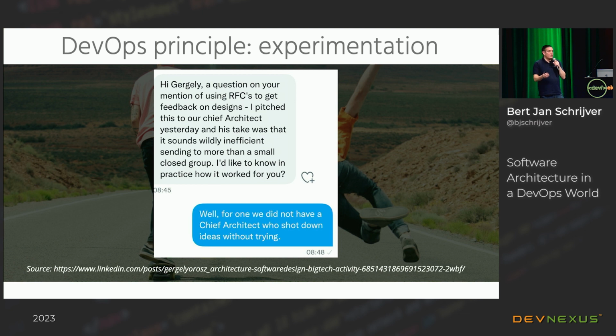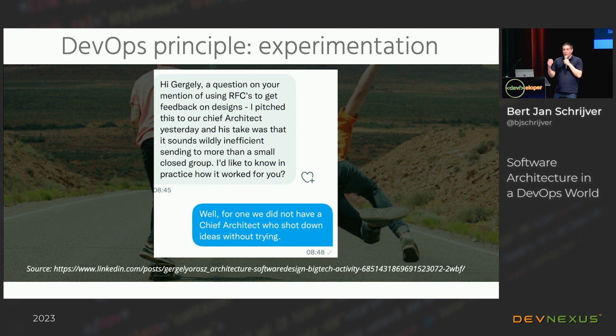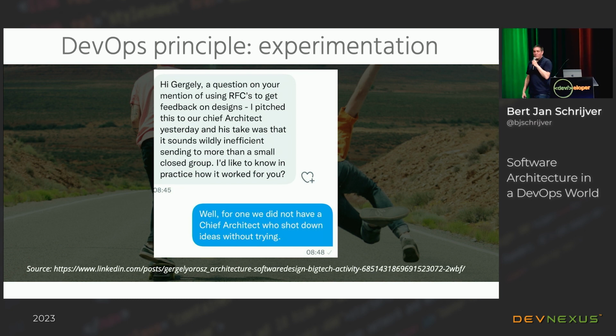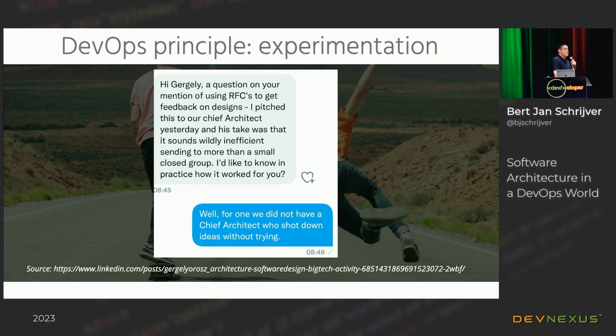So he pitched this to his chief architect, and the chief architect said, well, it sounds wildly inefficient to try this out. And then Gergely responded, well, and he asked, how did it work for you, Gergely? And then Gergely said, well, for starters, we did not have a chief architect that would shut down ideas without trying. So experimenting also means experimenting with things that you may not like. But as long as you don't know what the outcome will be, go for it.